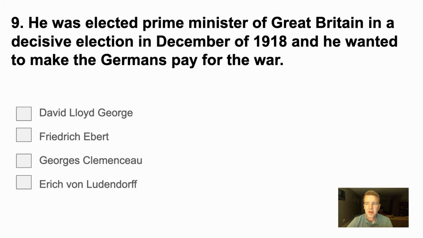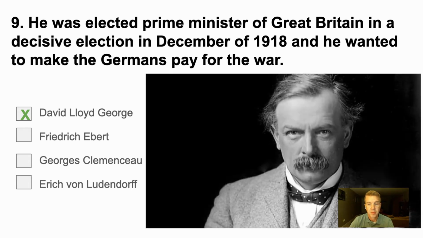He's elected Prime Minister of Great Britain in a decisive election in December of 1918, and he wanted to make the Germans pay for the war. That is David Lloyd George. Even though everyone was just following their alliances, obviously it's all Germany's fault, and they should pay for the whole thing for everyone. There he is.